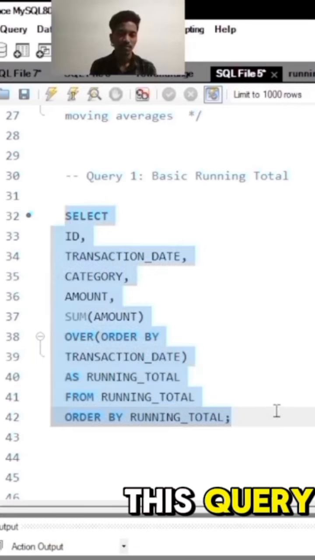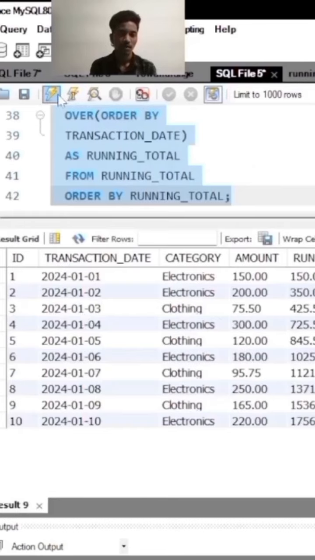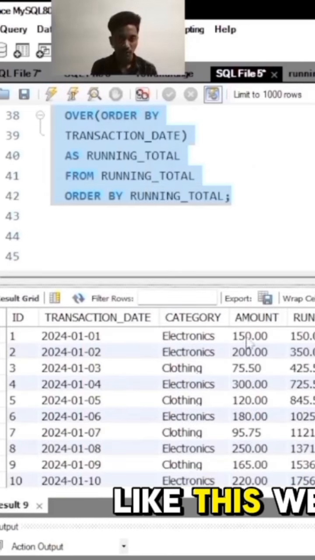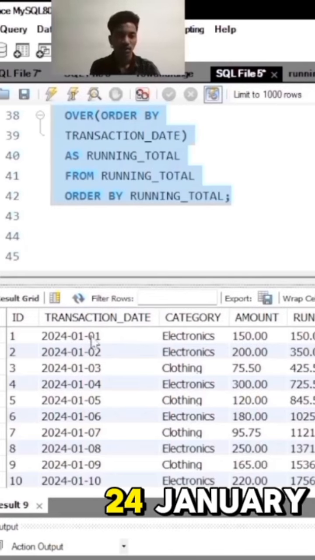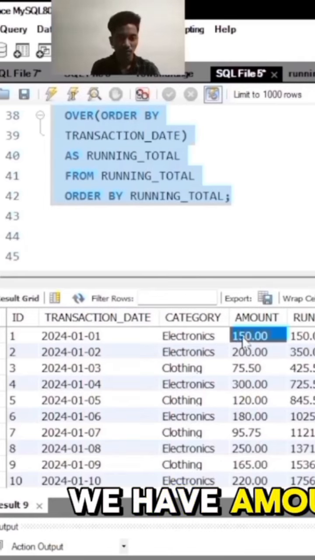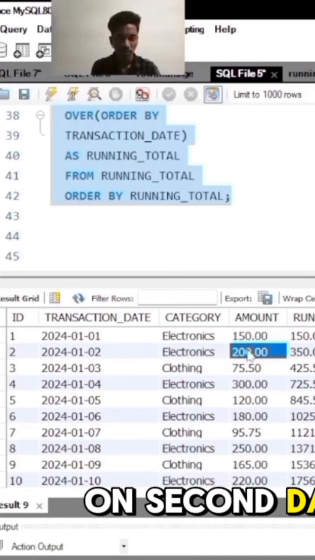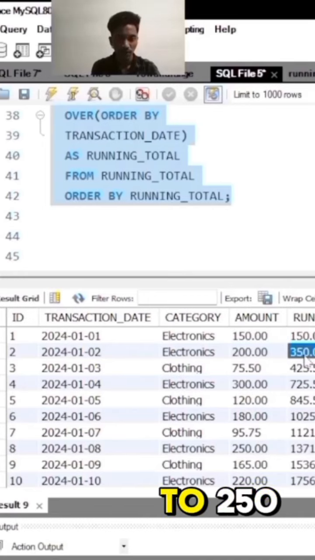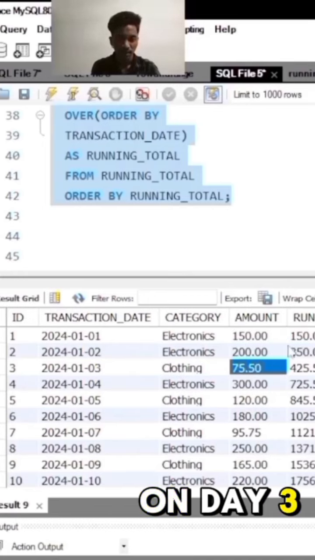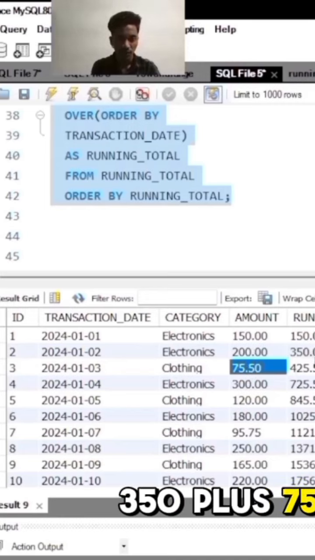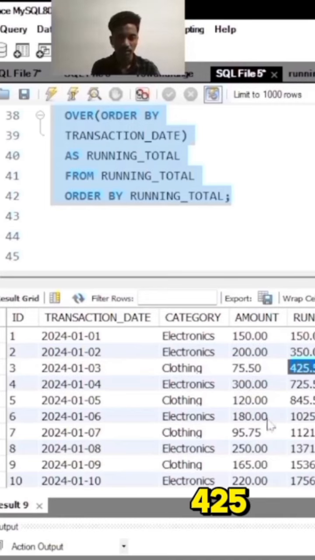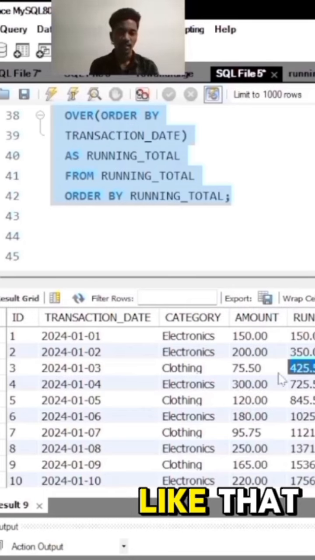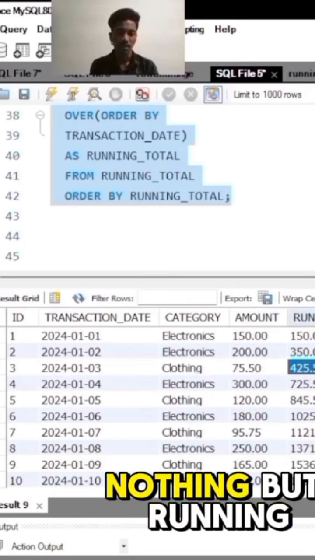If I run this query, we get a result like this. We can see here 2024 January 1. We have amount 150. On the second day, 150 plus 200 is equal to 350. On day 3, 350 plus 75 is 425. This is nothing but running total. Like that this query works. So that is nothing but running total.